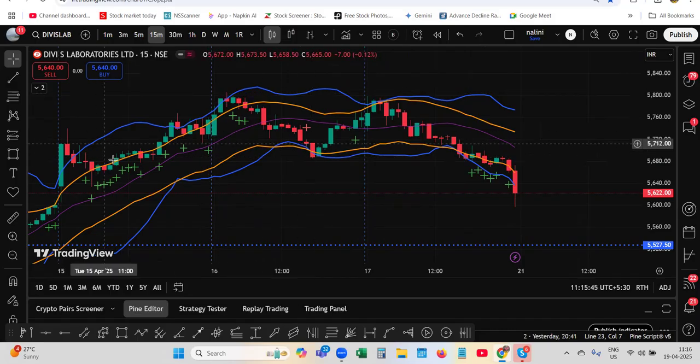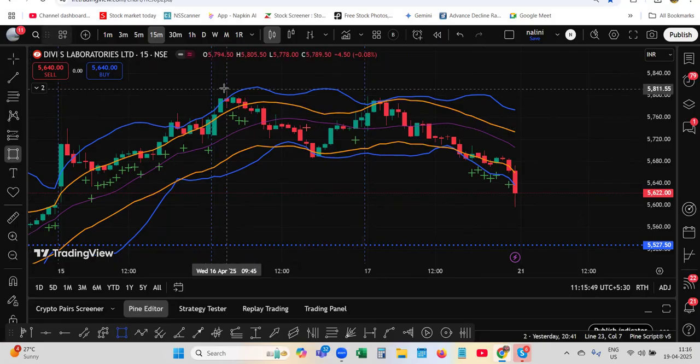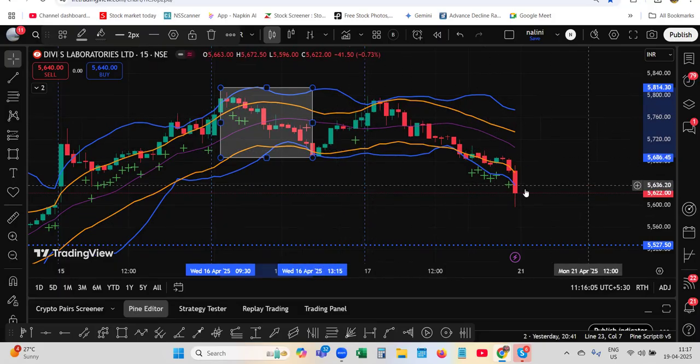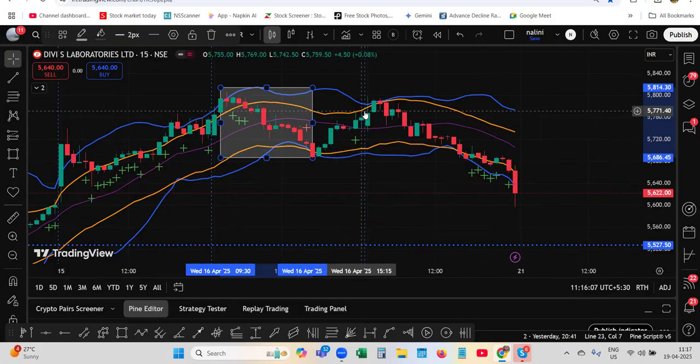Already price was coming down. It was around the market opening. It has come down, the price touching the upper Bollinger Band and lower Bollinger Band. And then here in the first 15-minute candle, this is the first 15-minute candle, second 15-minute candle, the price started moving inside. This is price action.